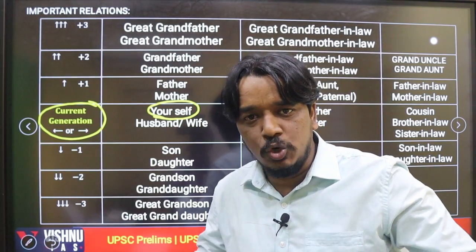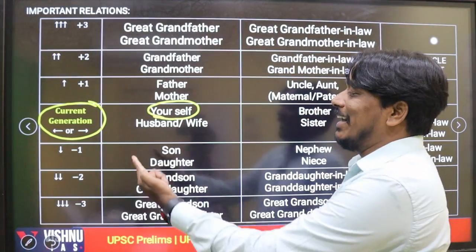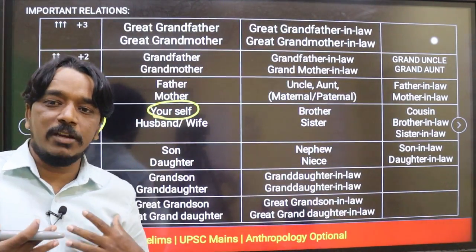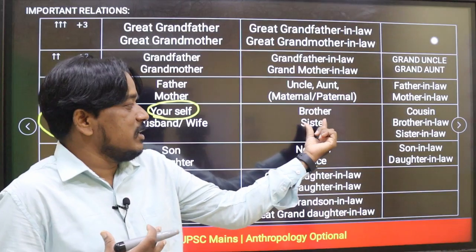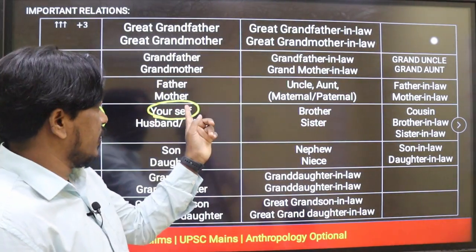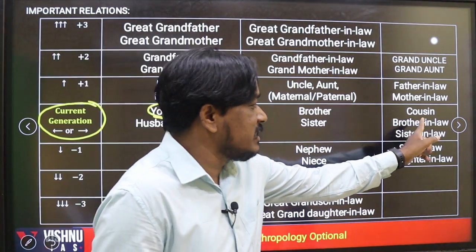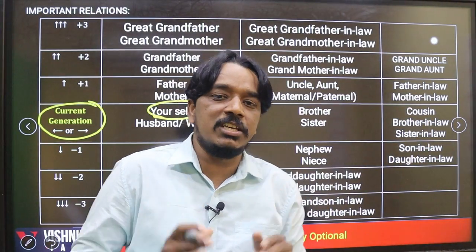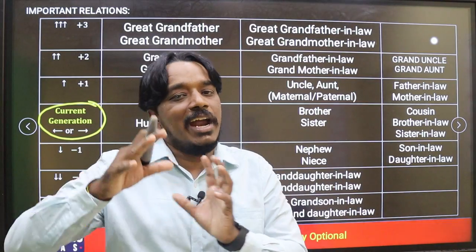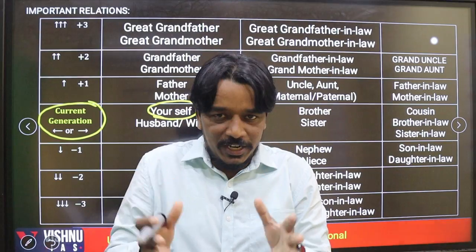So in the current generation, assume yourself. Just focus here, myself is here. My important relations are immediately my brother and my sister, that is, my siblings. We should have clarity about them. And cousin, brother-in-law and sister-in-law, these relations are also in the current generation only, but we should have clarity about who is a cousin, who is a brother-in-law or sister-in-law, and who is a brother. For these three things we should have complete clarity.